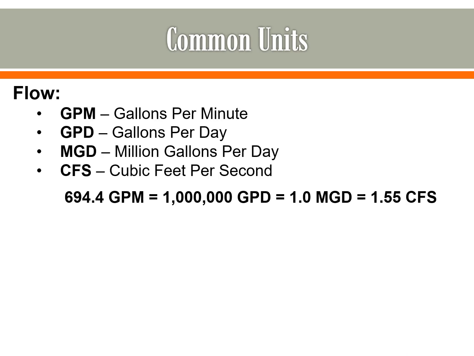Obviously, there are different units of measurement with every different math calculation. And what would math be without abbreviations? If you don't know these ones, you should probably become familiar with them if you haven't already. You can see that each unit of measurement can equal the same thing, it's just a different number. So like in the example here, 694.4 gallons per minute equals 1 million gallons per day, which equals 1.55 cubic feet per second.